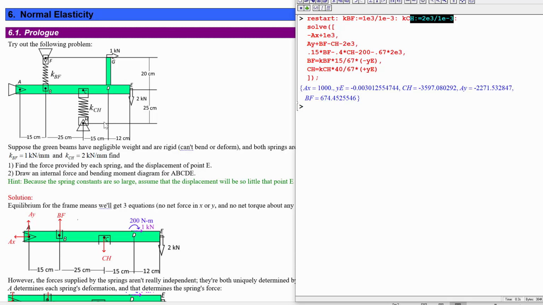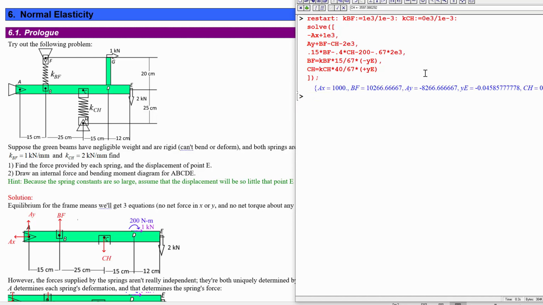If we got rid of this spring, then this spring would not be able to oppose it nearly as well because we're so much closer, right? So the thing would move a lot more. How can we do that? We can effectively get rid of the spring by setting KCH to 0. Let's see what happens.